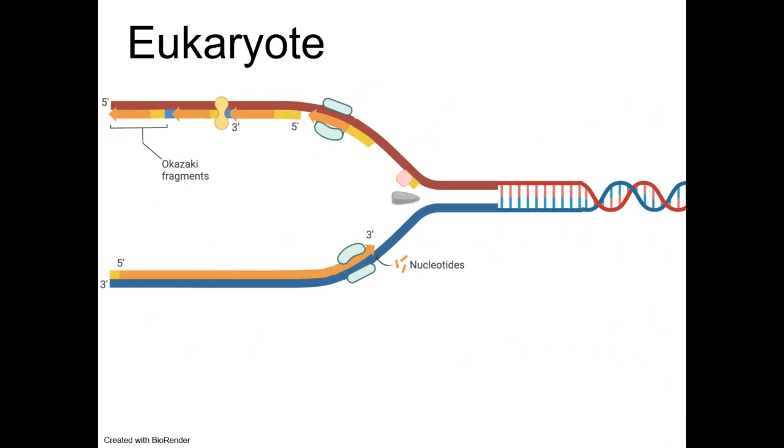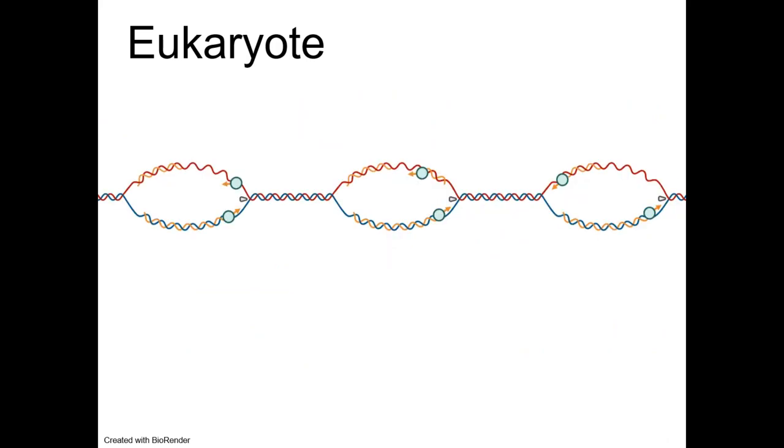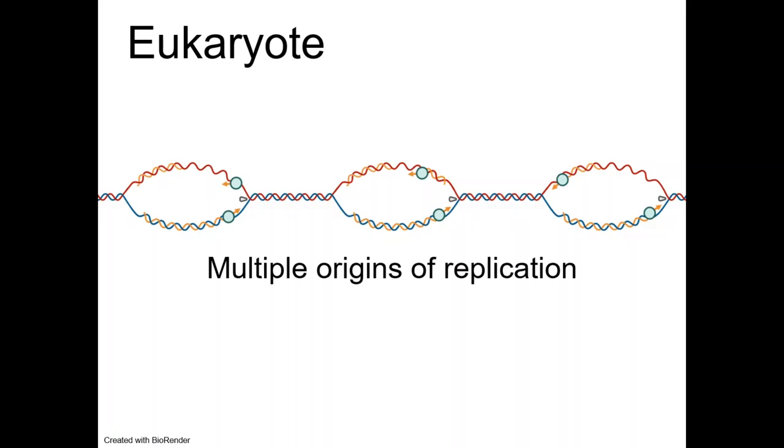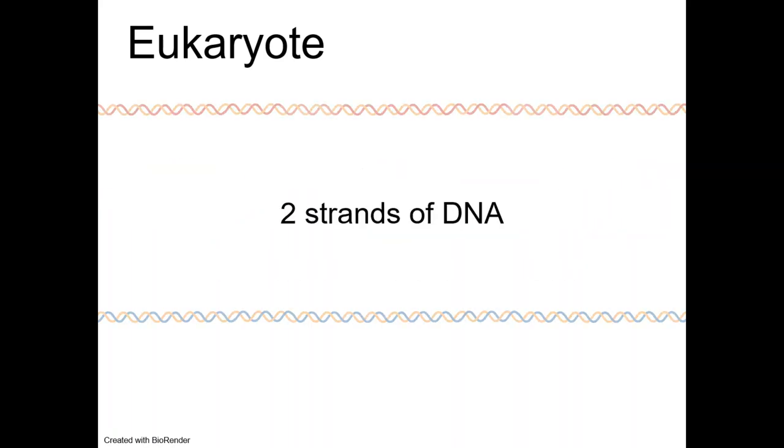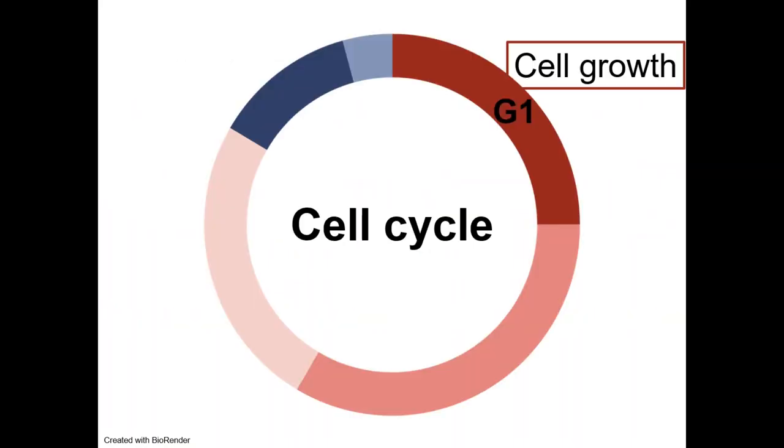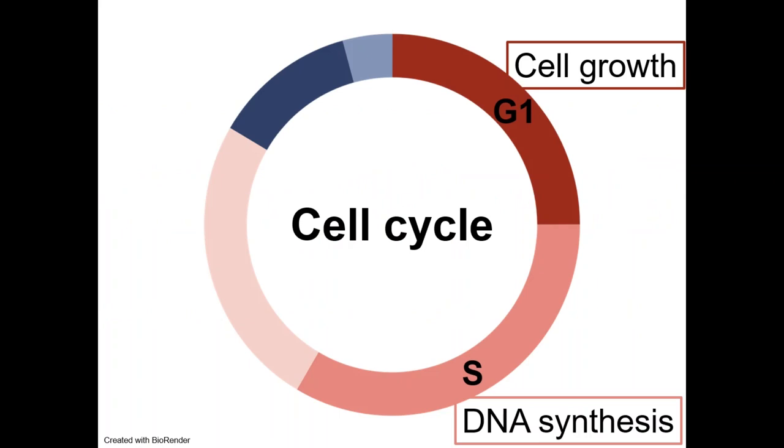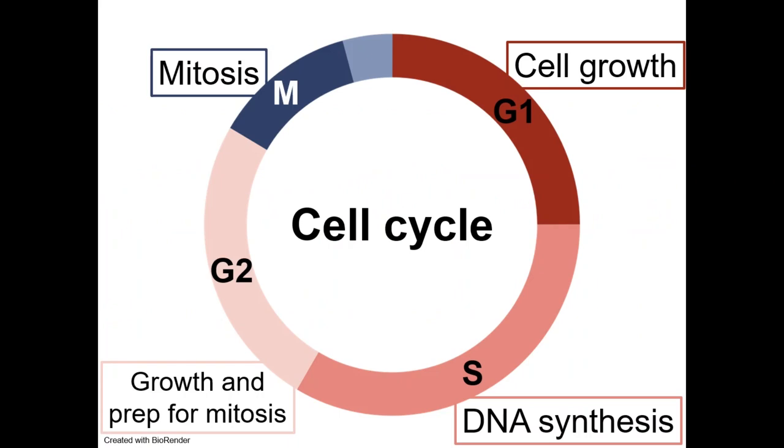In eukaryote replication, the process is slightly different. The DNA is replicated before the cell divides and has multiple points of origin to begin replication. Eukaryotic DNA has multiple points of origin throughout the strand. In the end, this still leaves us with 2 identical strands of DNA. Remember, DNA replication occurs during the DNA synthesis, or S phase, of the cell cycle. Mitosis occurs within the nucleus, followed by cytokinesis, where one cell divides into two.